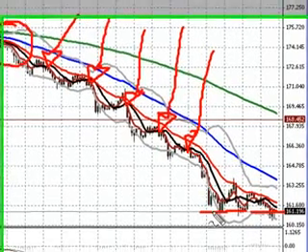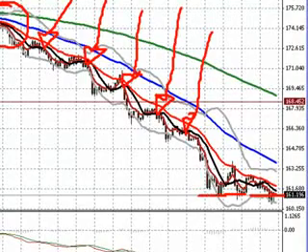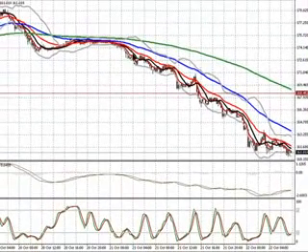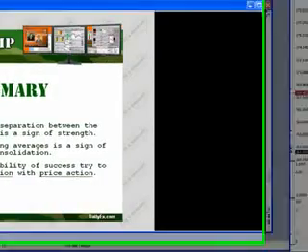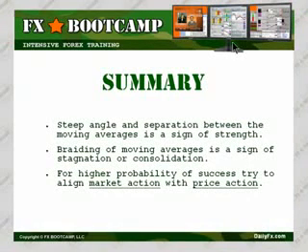I don't know. But again, start with the market, right? What direction is the market going? Once you have direction established in the market, then all you have to do is trade in that same direction using price action. So let me pull that PowerPoint presentation back up. There you go. So in summary, what we're looking for is steep angle and separation between the moving averages.